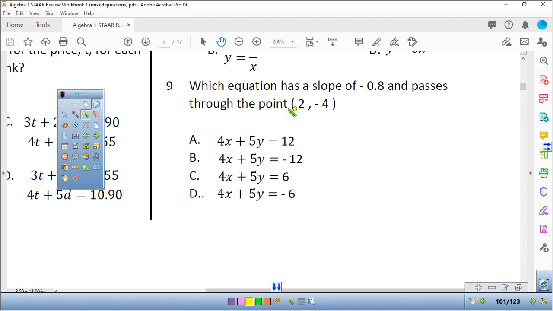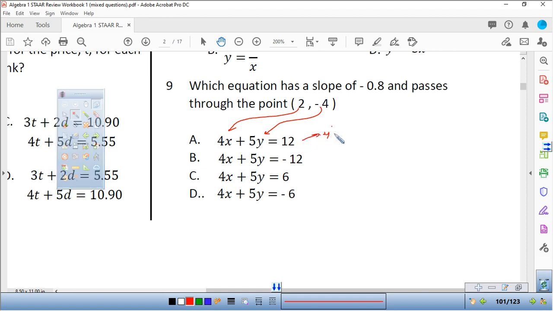I would do this. Again, just plug them in. Right here, let me show what I'm talking about. I would go for this one right here. I would have 4 times 2 plus 5 times a negative 4. Is that equal?